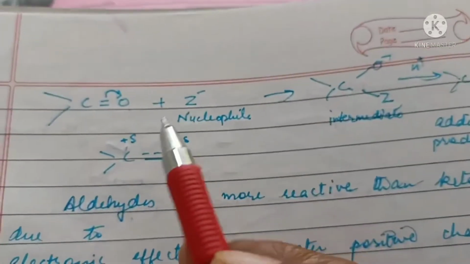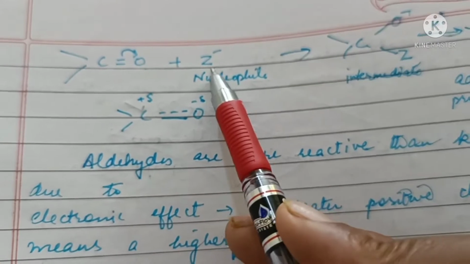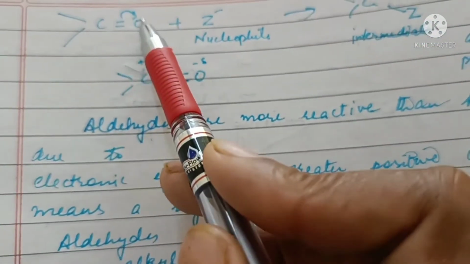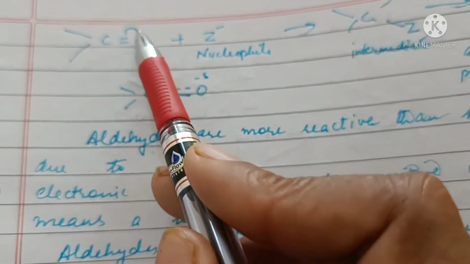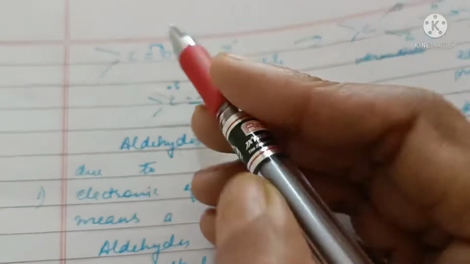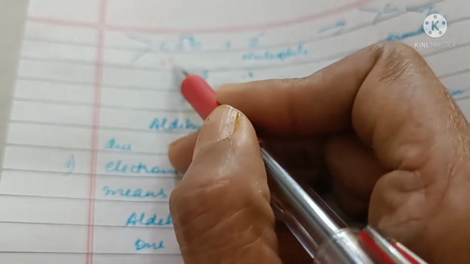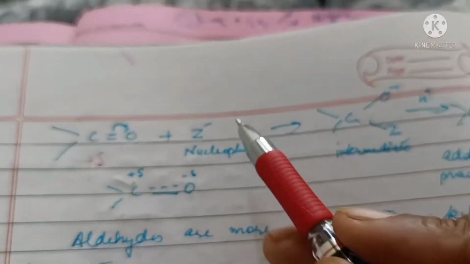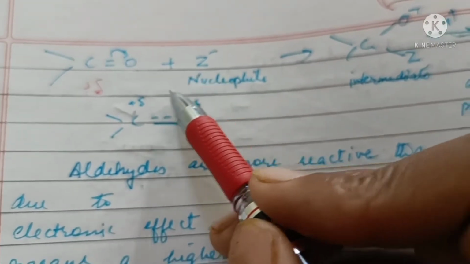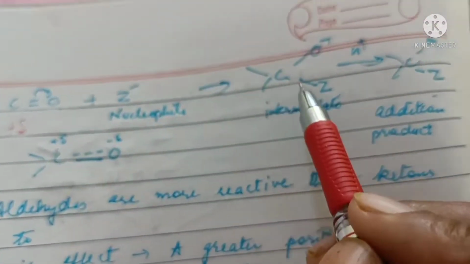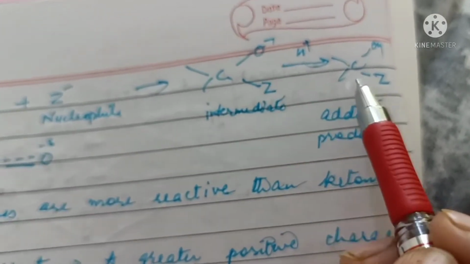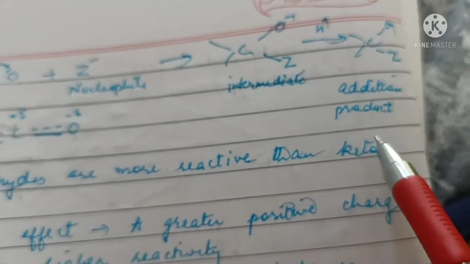Aldehydes are more reactive towards nucleophilic addition reactions than ketones. Justify. To understand, let's consider the action of a nucleophile on aldehyde. This bond being polar, oxygen being more electronegative, the electrons are attracted towards oxygen atom, resulting in a positive charge on the carbon atom. So the nucleophile gets attached to the positively charged carbon atom, and then later on a proton is taken by oxygen to form this addition product.